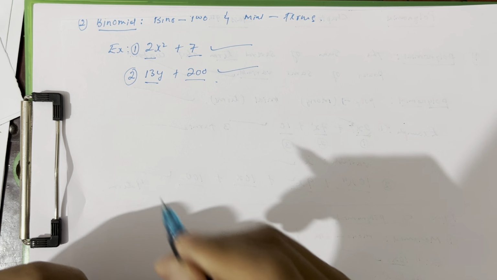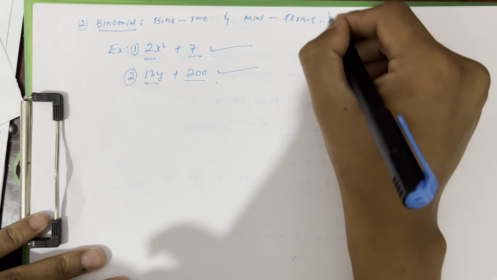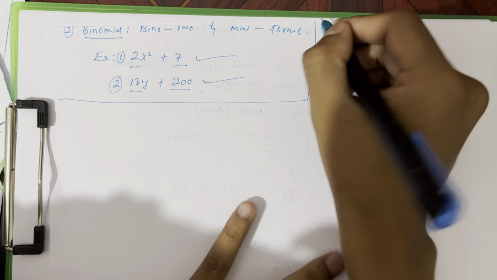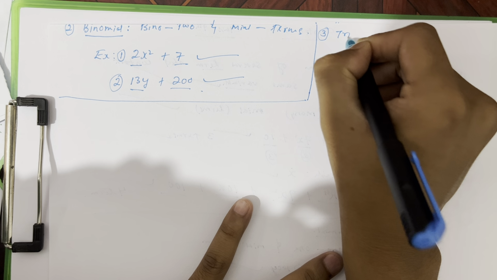Okay, and then same way here, let me explain you another one. The last type is trinomial.